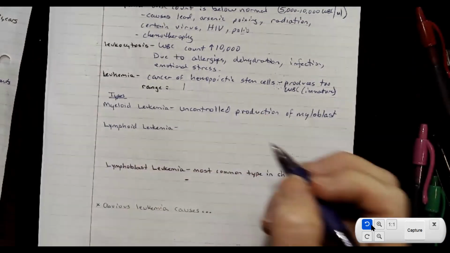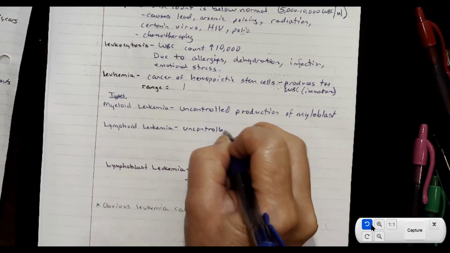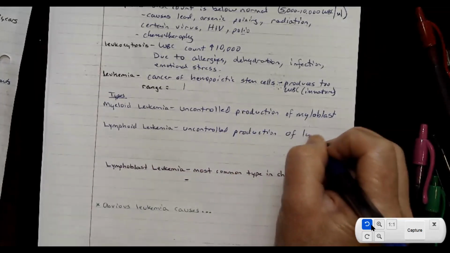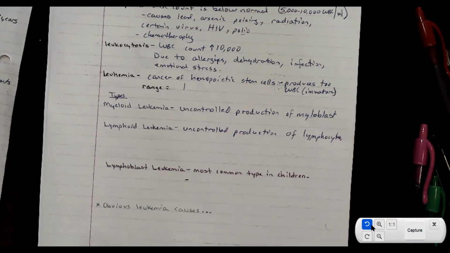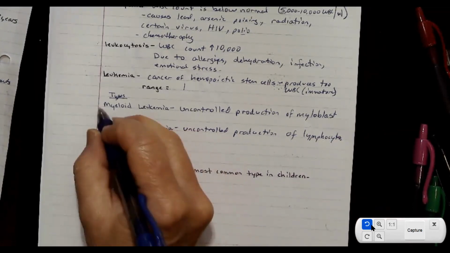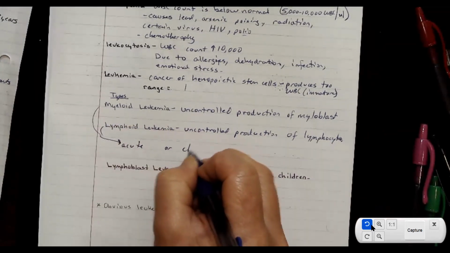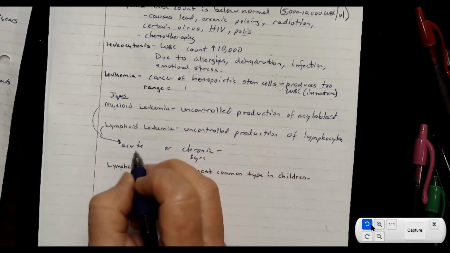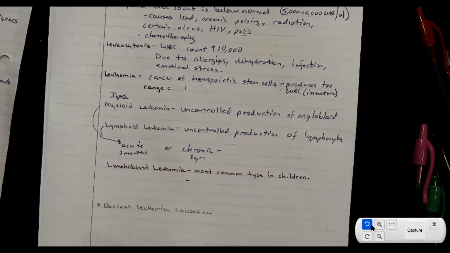And lymphoid is, just like it sounds, uncontrolled production of lymphocytes. Both of these can be acute or chronic. Usually if it's chronic, you have about 3 years to live. If it's acute, you have about 3 months. So it just depends on the type.